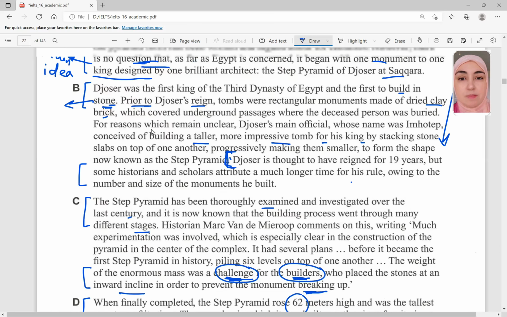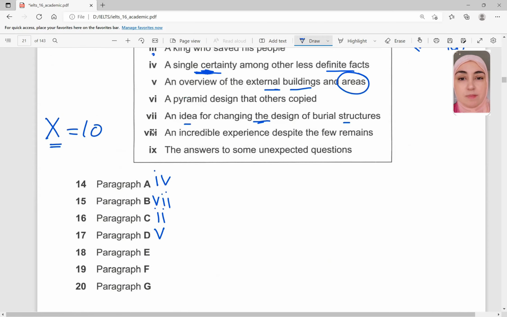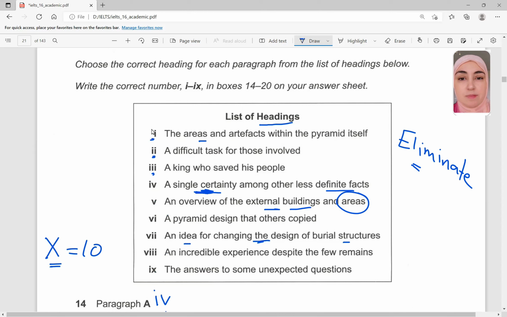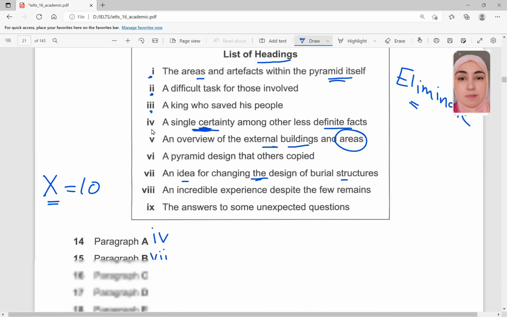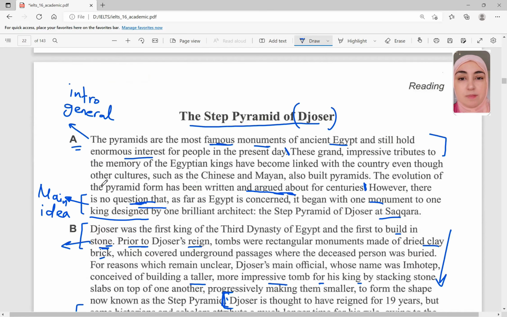So when I go back to the options, so this is question 18. The areas and artifacts within the pyramid itself. Yes, they did talk about what is inside and what is under the pyramid. So this is my choice. So I would choose number 1. All right, number 19 now. We've got still 2 more.